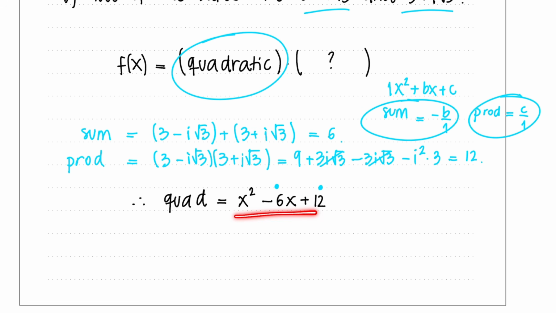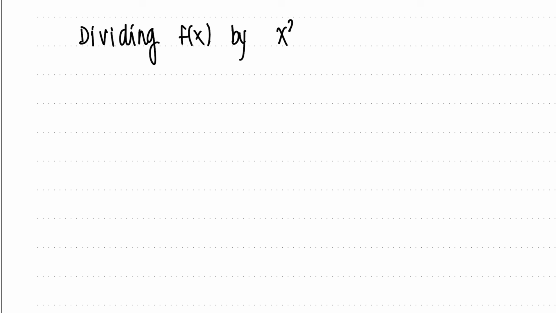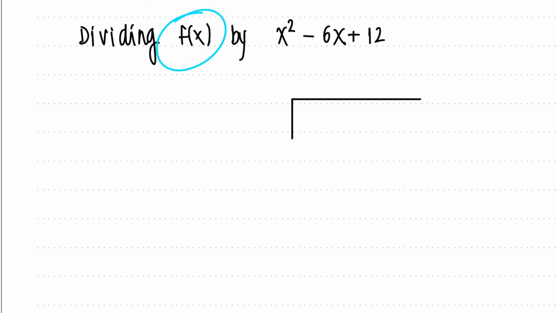Now, given that this quadratic is part of the quartic, the fourth degree polynomial, we're going to carry out a polynomial division to find this other factor over here. How do we do that? Long division, dividing f of x by x squared minus 6x plus 12. And this division, by the way, has to produce a remainder of 0, given that x squared minus 6x plus 12 is a factor of this quartic f of x right here.